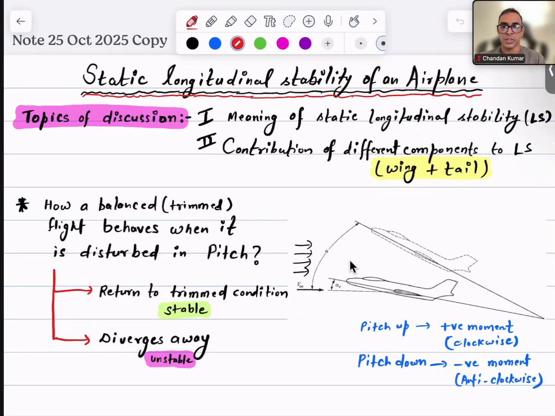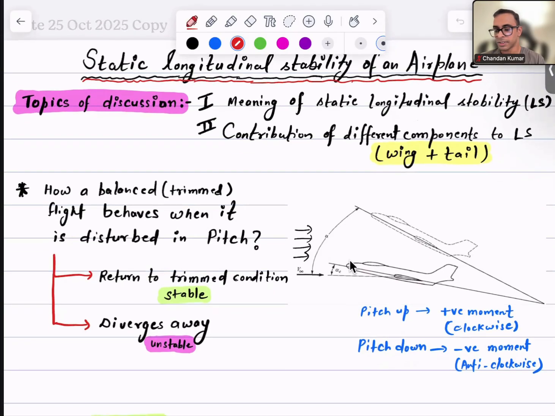In this lecture, we are going to have mainly two topics. In the first topic, we are going to look into what is the meaning of static longitudinal stability and how an airplane can be set in a static longitudinal stability and what are the criteria for that. In the second topic, we will look into what are the contributions from different components to the longitudinal stability. And when I say different components, I am talking about the wing and tail, because those two are the major contributors to the longitudinal stability.